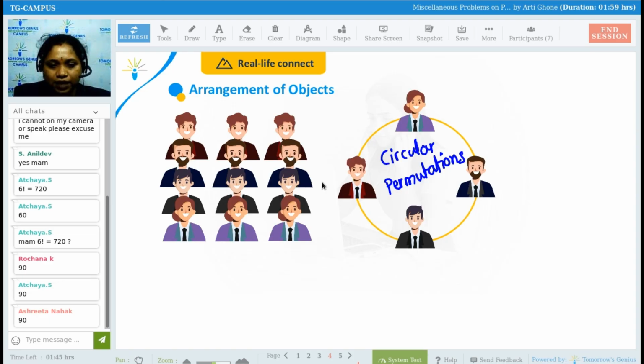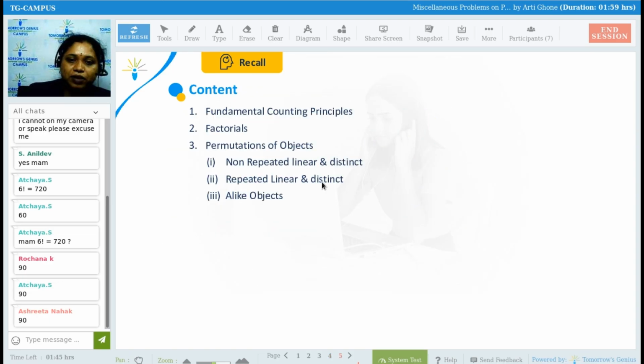Clear? Okay, what are the changes for the circular arrangement? Before this lecture, let's revise some of these concepts. What is the fundamental counting principle? Addition and multiplication, right? Whenever there is an AND case, we are multiplying the cases. Whenever there is an OR case, we are adding the cases. These are the fundamental counting principles.